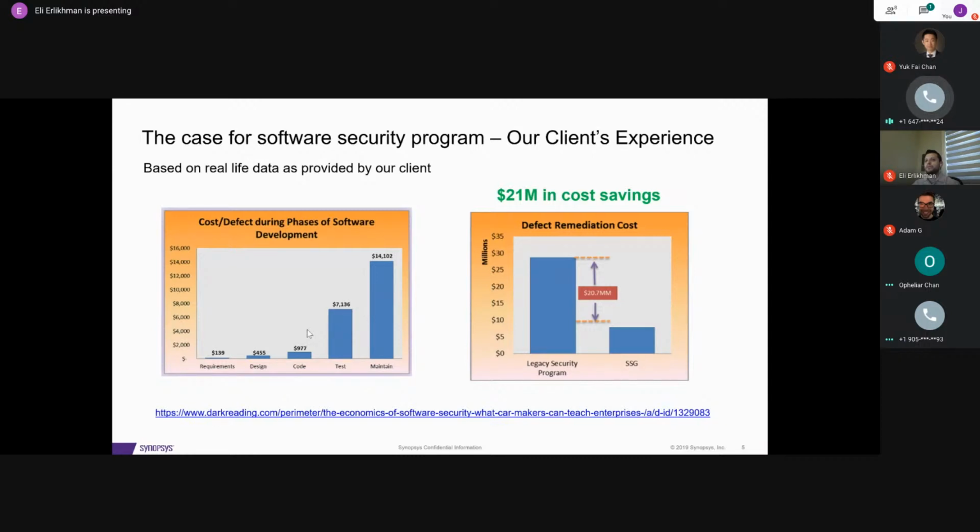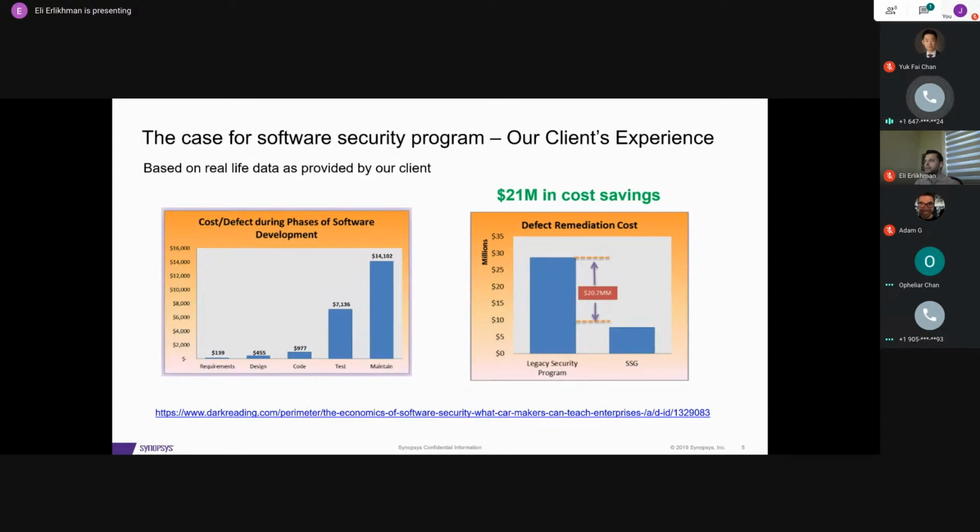why would you even want to build a software security program? Why can't you just keep on finding bugs through pen testing, static analysis, whatever flavor of the day testing methodology you want to have, and just keep on fixing them? So on this slide, I present to you data that's actually been posted by one of the large healthcare organizations in the US about how they built the business case to actually build the proper program versus just to continue testing.